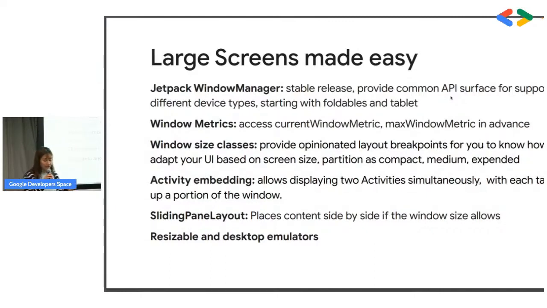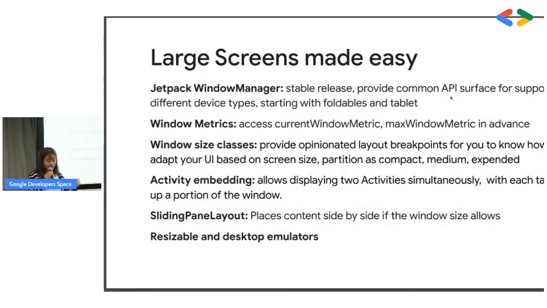And the window size classes will let you know your device details, whether your app is on compact, medium, or expanded. So what are compact, medium, and expanded? Compact represents portrait smartphones, medium represents portrait tablets and foldables, and expanded means landscape tablets and Chrome OS. So based on that, you know how to measure your app.